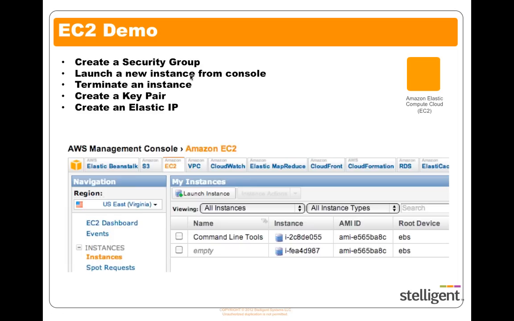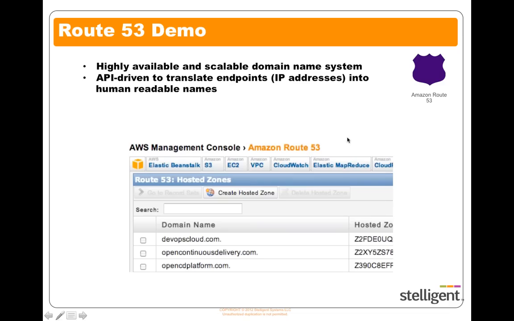So actually, I'll go over the EC2 demo in a moment. I'm going to do them all at one time, but I'll create a security group. I'll launch a new instance from the AWS Management Console. I'll terminate an instance. I'll create a key pair, create an elastic IP, and so on. But this is the dashboard for the EC2 console. So these are various instances, and we'll go over that.